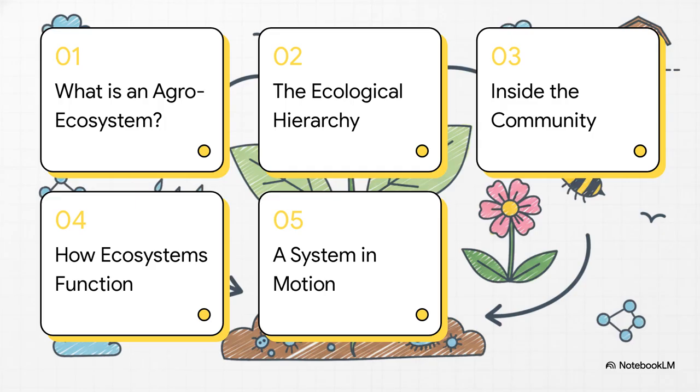Here's our roadmap for today. We're going to start with that core definition we just covered. Then we'll get into the ecological hierarchy. Think of it as the building blocks of the system. From there, we'll peek inside the community to see how those blocks interact. Next, we'll explore the engine of the system, the processes that drive it. And we'll wrap up by talking about how these systems stay stable, even when they're constantly changing.